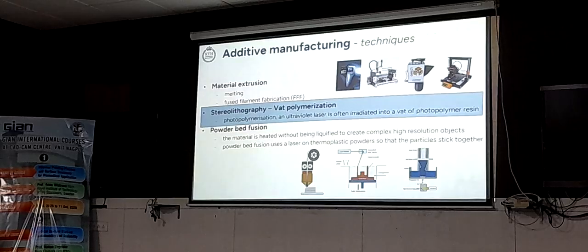Going into a little bit of stereolithography, where instead of melting, we photopolymerize the polymers after printing, normally using a UV laser that we just irradiate.